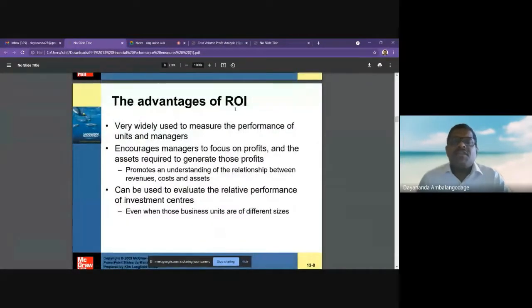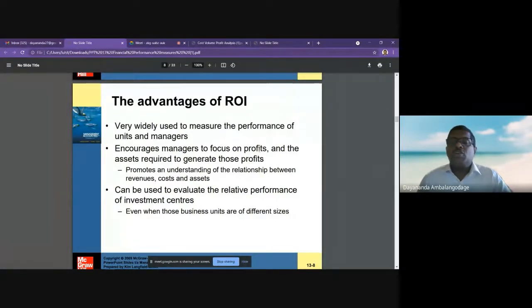The advantages of ROI: it is very widely used to measure the performance. It's a popular technique, ROI, return on investment. Whatever the annual reports you look at, ROI concept is there in your annual reports. It's a familiar, famous, widely used concept.